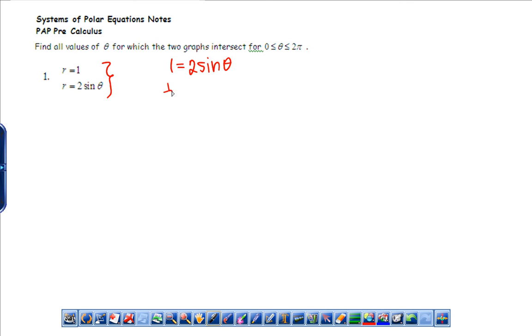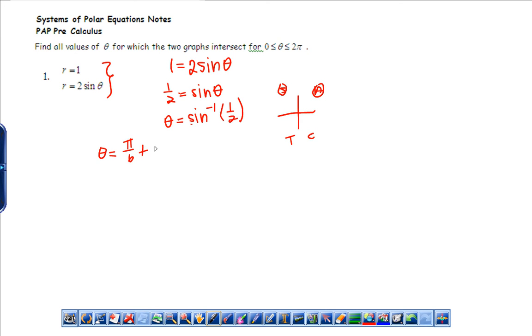Divide by 2, or 1/2, equals sine theta. And then theta equals arc sine of 1/2. Draw your triangle if you need to. You're looking for where sine is positive. Remember, we did All Students Take Calculus, and sine is positive here and here. So you will have two triangles or two equations. So theta is equal to pi over 6 plus 2 pi n.